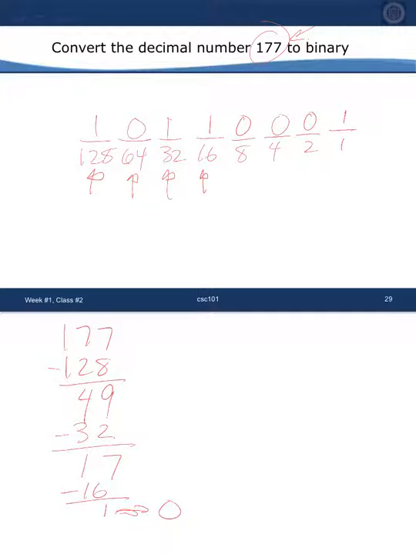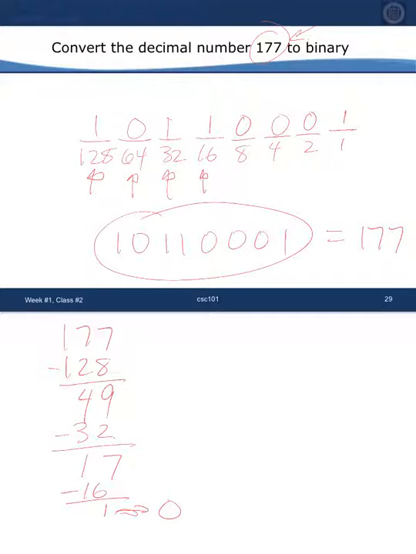If I've done this right, the binary number should be right there in front of me now. 10110001 should be the equivalent of our number, 177. And again, I should probably double check this at the end to make sure that I didn't do something wrong here.